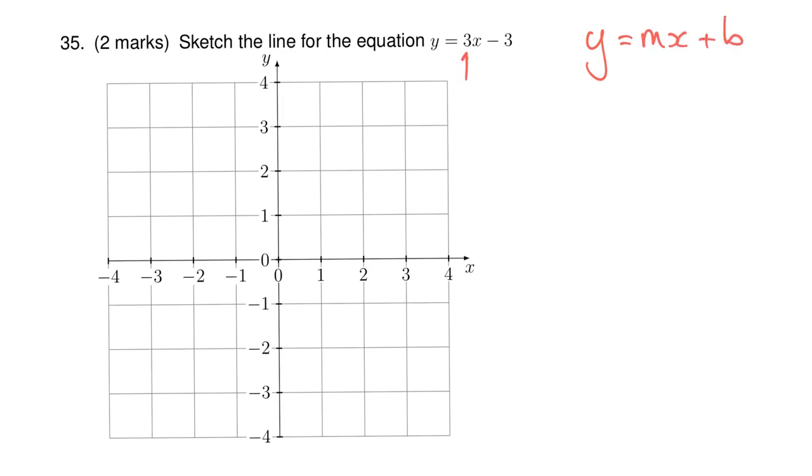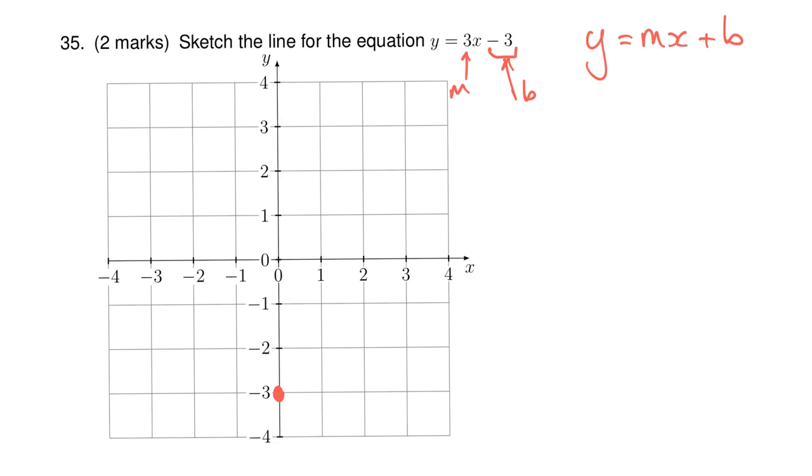So I've got an m value and I've got my b value, my y-intercept. Oh, this should be easy because I only need 2 points. The first one's a given. The y-intercept is at negative 3. Okay, because I can see that straight out of my equation. My y-intercept is at negative 3. So that's down here. My gradient is 3.